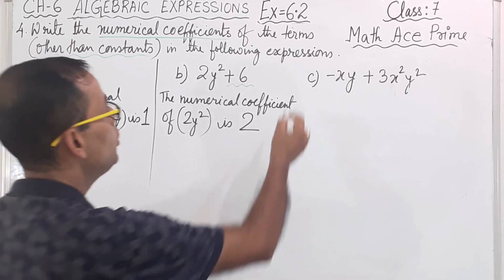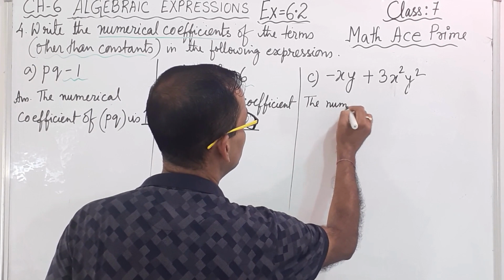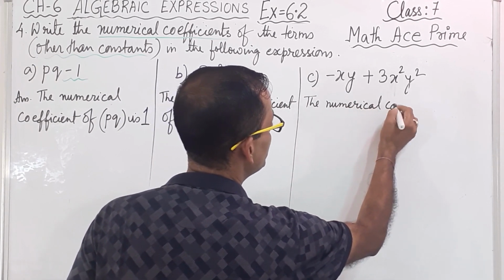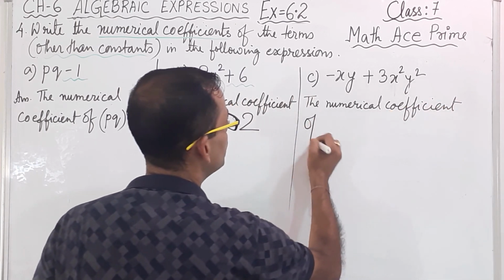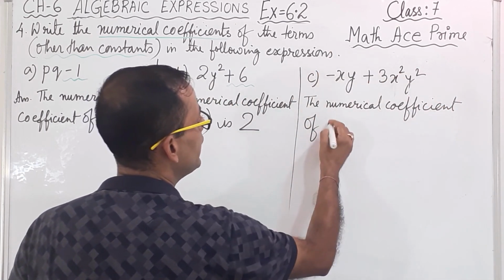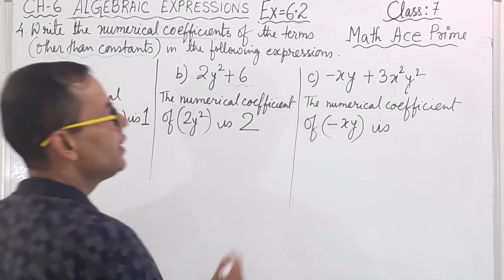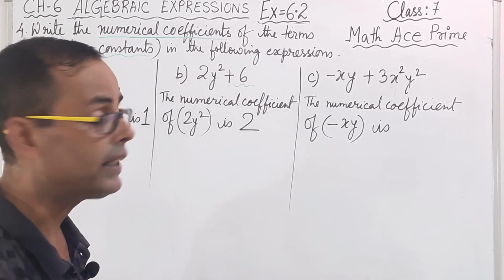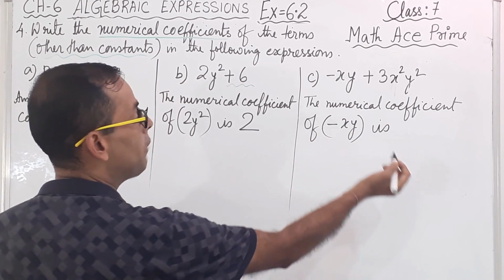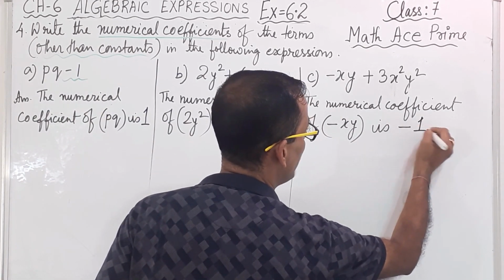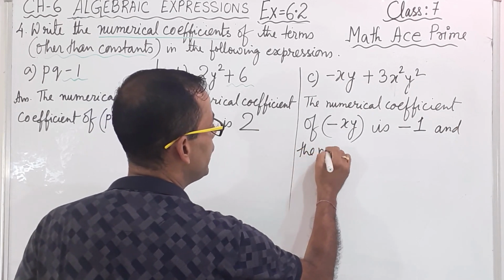Clear no? Now next one, for this one, the numerical coefficient of what? First 2 terms are there. So first I will take the first term, minus xy. So what is it? Here no number, that means who is there? Who has no one? It has 1. So 1 is there, but before that a minus sign is there. So minus 1.